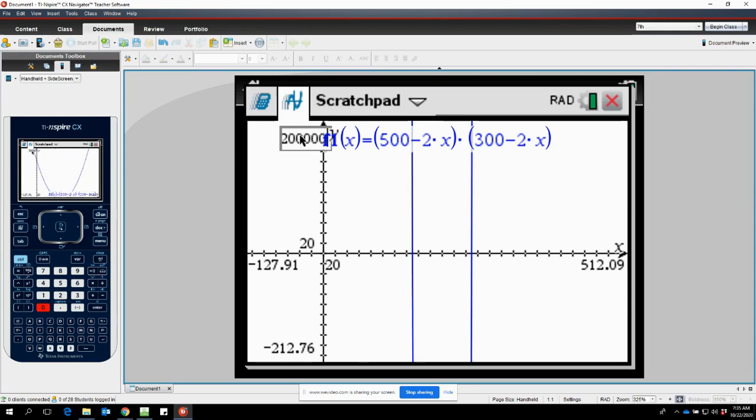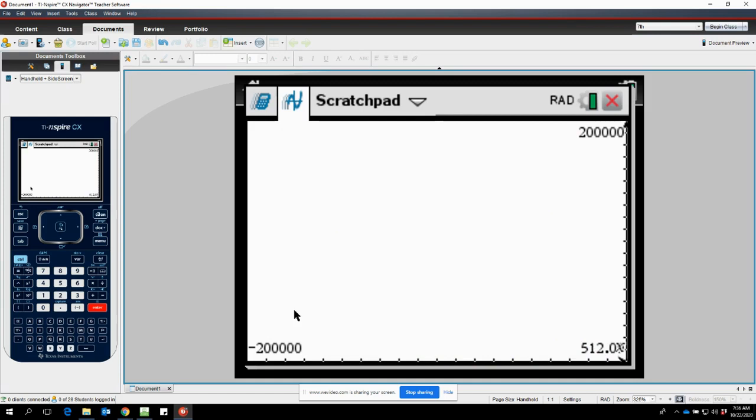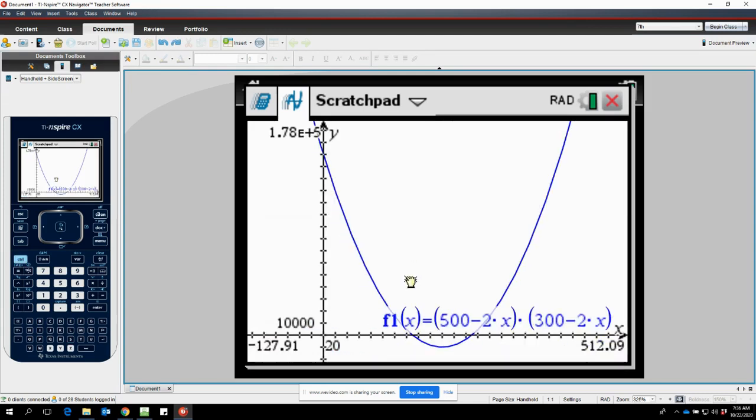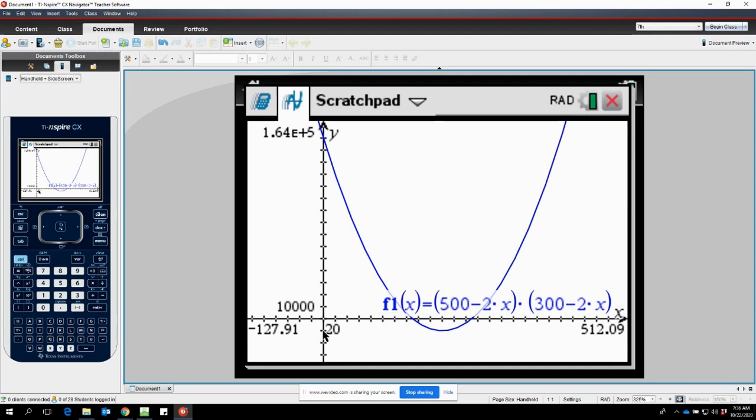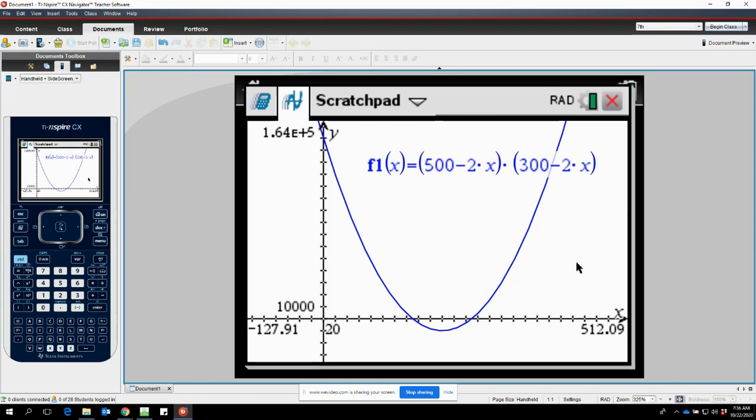200,000. And then I'll do the same thing for the negative. I know the area can't be negative, but I just like my window so I can see it. Negative 200,000. Nope, that's not a good window. Oh, I changed that. I don't know. Undo. Control undo. There we are. Okay, so that was a pretty good window there. I just zoomed out. Just play with the window so you can find a good window. That's pretty decent. That looks good.